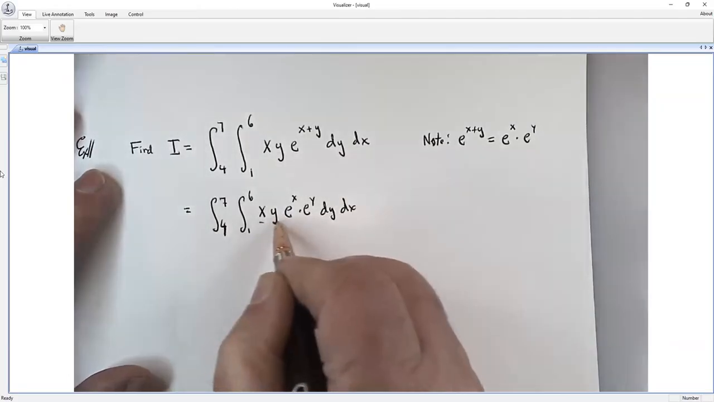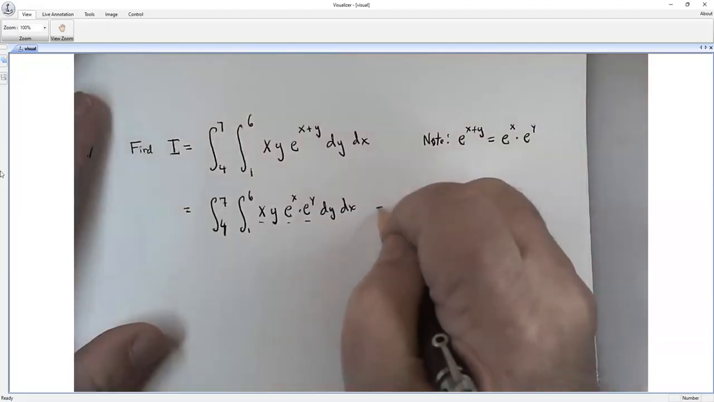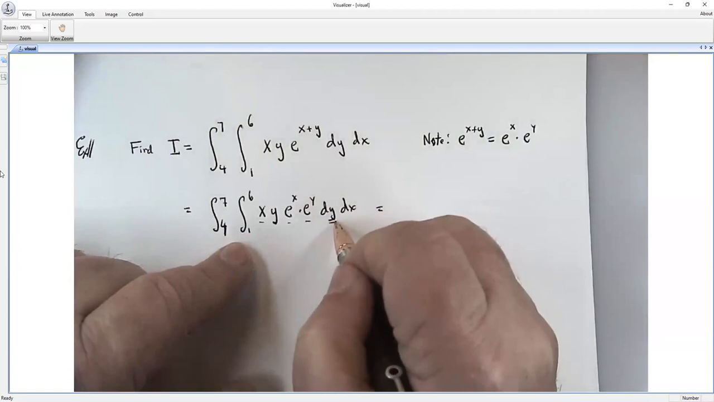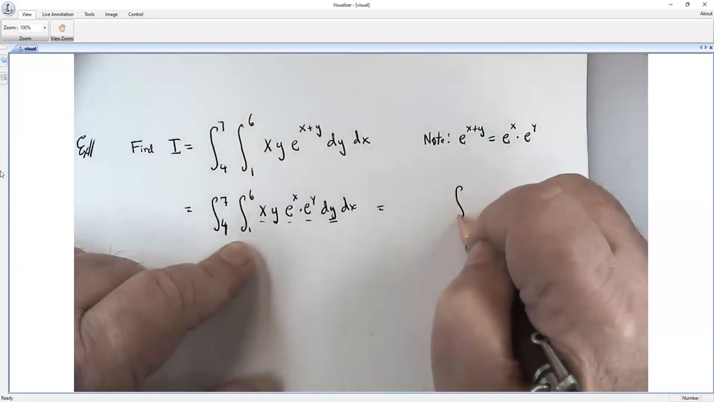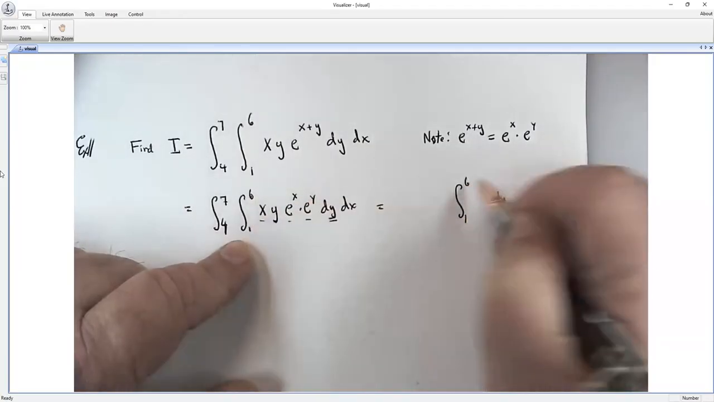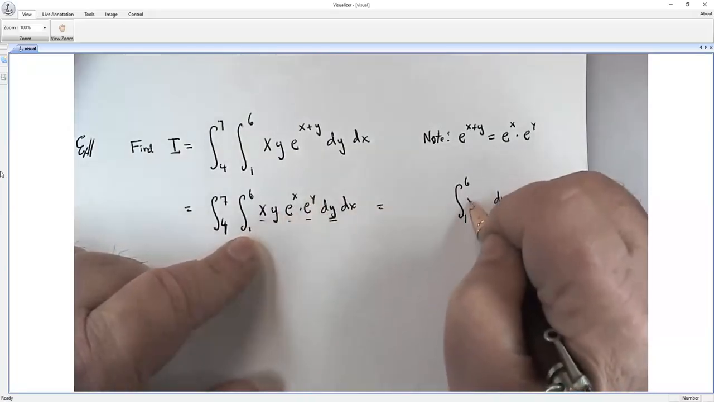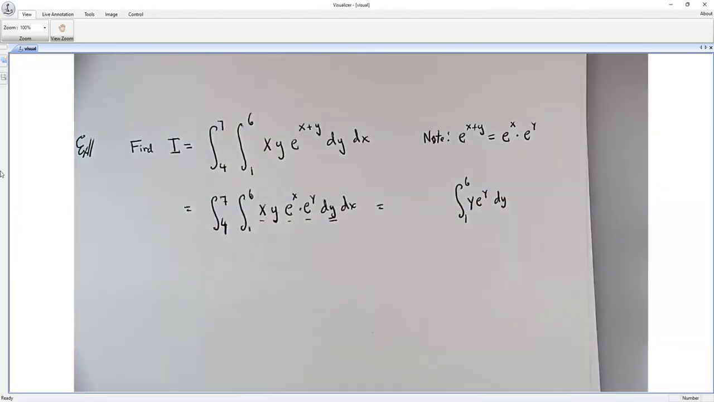And because you now have broken it up into a product of just x terms times y terms, you can group together the x's and group together the y's, and you can get this. Now, be careful of your bounds. dy is on the inside. So let's focus on the y's. So this will be the integral dy. The y's are from 1 to 6. With me? What are the y terms? It is y times e to the y.